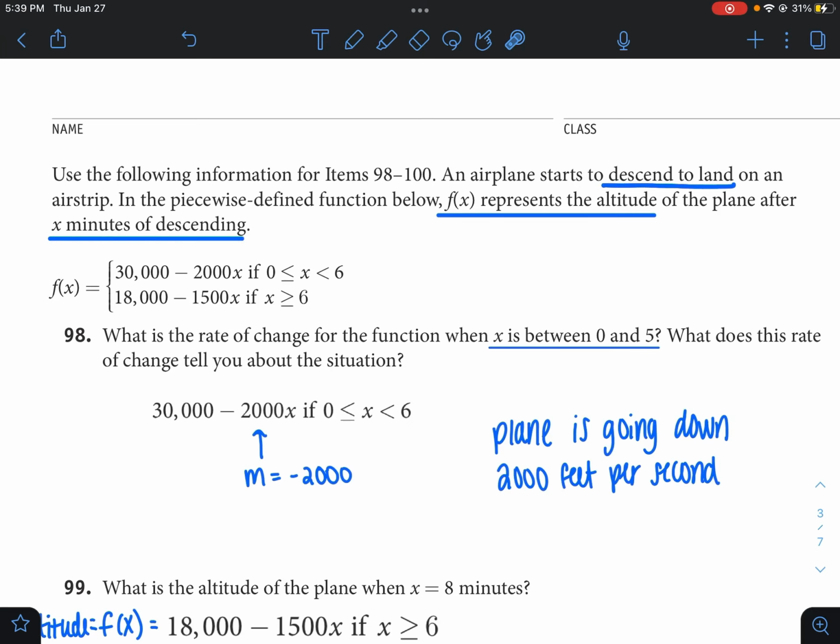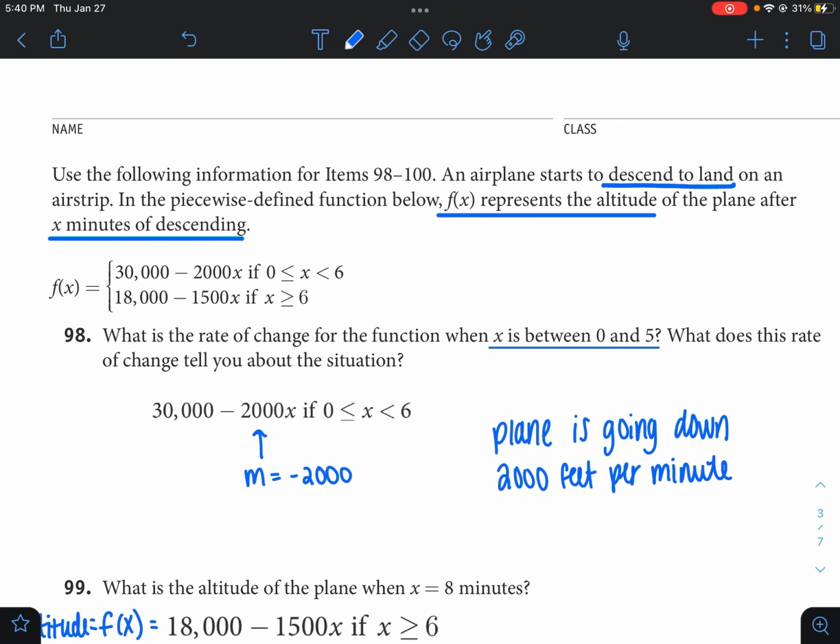All right, 98 says, what's the rate of change for the function when x is between 0 and 5? So again, between 0 and 5 pops us up here to that function. Now, what we're looking for is the rate of change, which is also our slope, and that is the coefficient out in front of our x variable. So here, and again, remember, if we're not using it, we don't look at it. It's not a positive 2,000, it's negative 2,000. And what that means is the plane is going down at 2,000 feet per, not second, sorry about that, per minute, because it says minute.